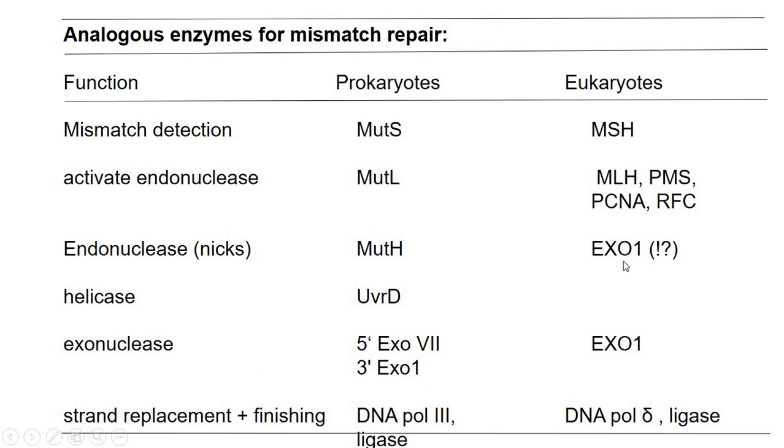Orthologous to MutH is possibly Exo1. We don't know about a helicase. We don't know much about an exonuclease, but possibly Exo1. DNA pol delta and ligase help fix the break. DNA pol delta is the major part of the core polymerase in eukaryotes.